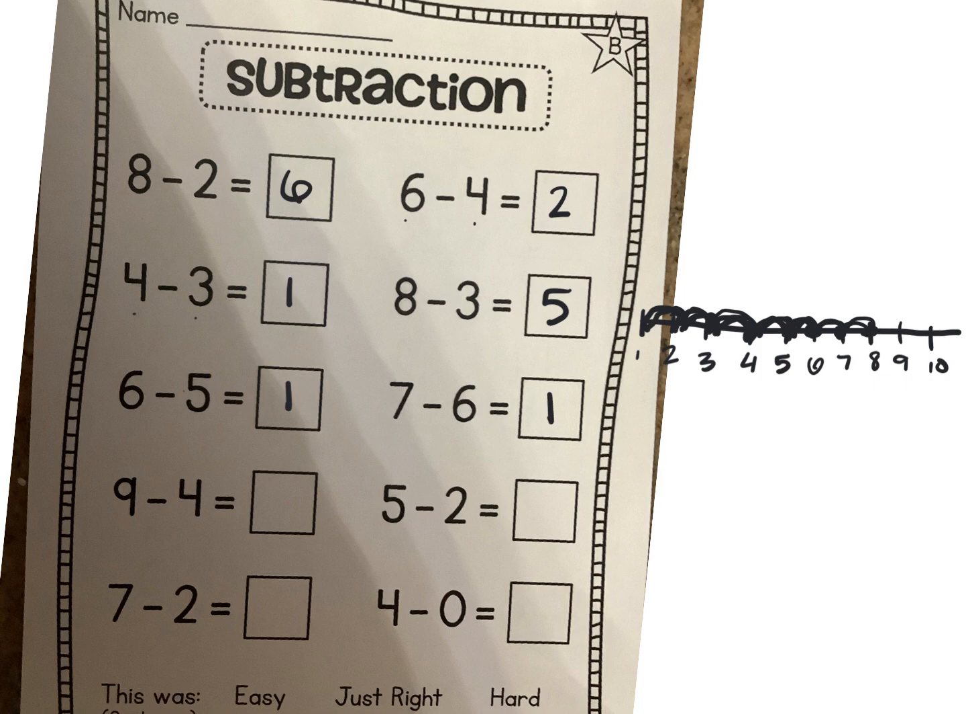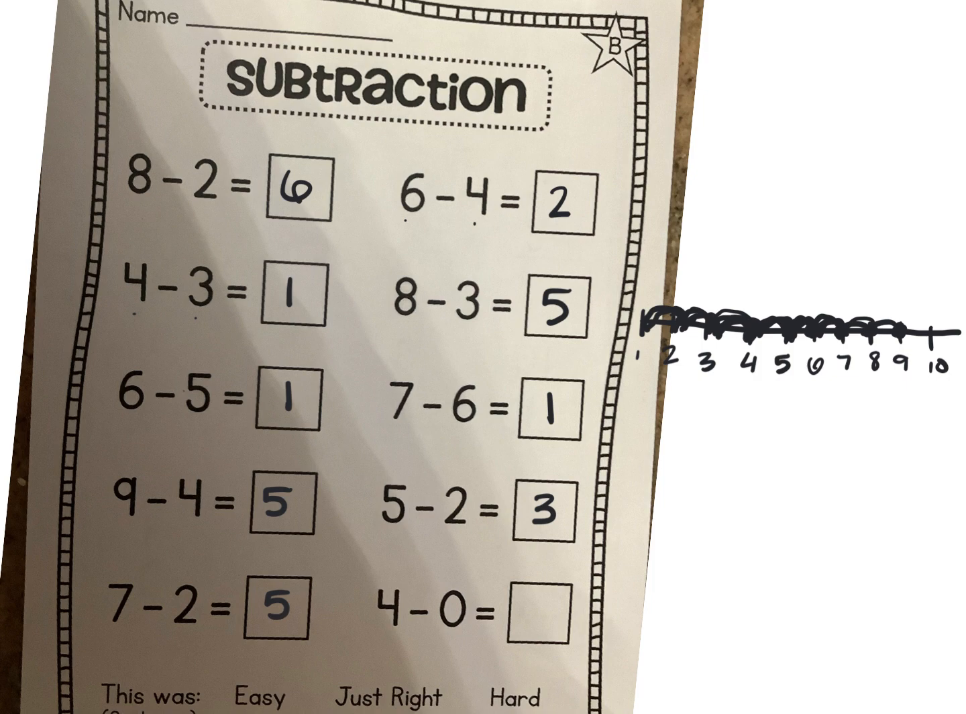Now we're going to do 9 minus 4. 9, count back 4. 1, 2, 3, 4. And we ended on 5. 5 minus 2. Pencil on 5, count back 2. 1, 2, 3. 7 minus 2.